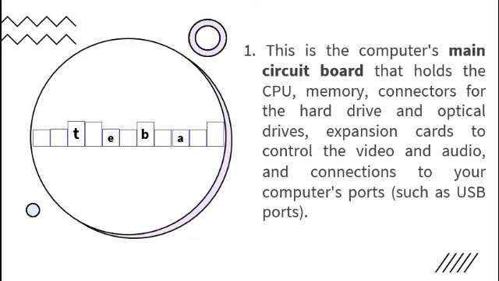For number one, this is the computer's main circuit board that holds the CPU, memory, connectors for the hard drive and optical drives, expansion cards to control the video and audio, and connections to your computer's ports, such as USB port. What do you think is this component? The correct answer is motherboard. Let's go to the next configuration.